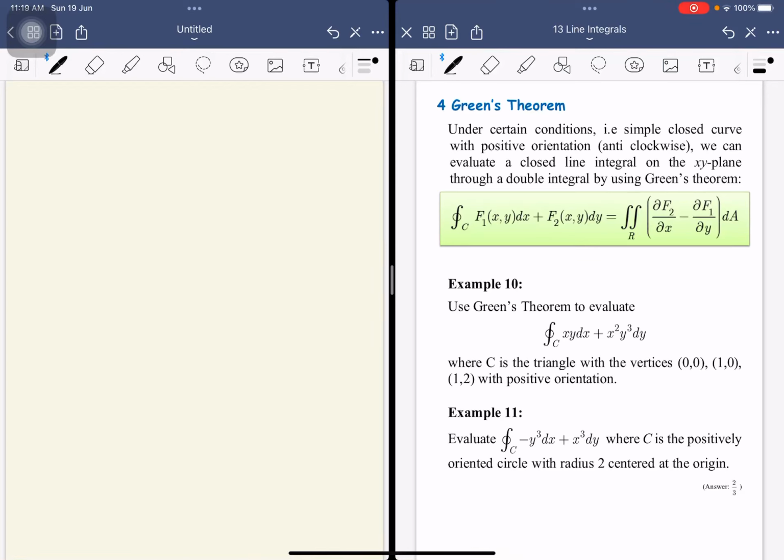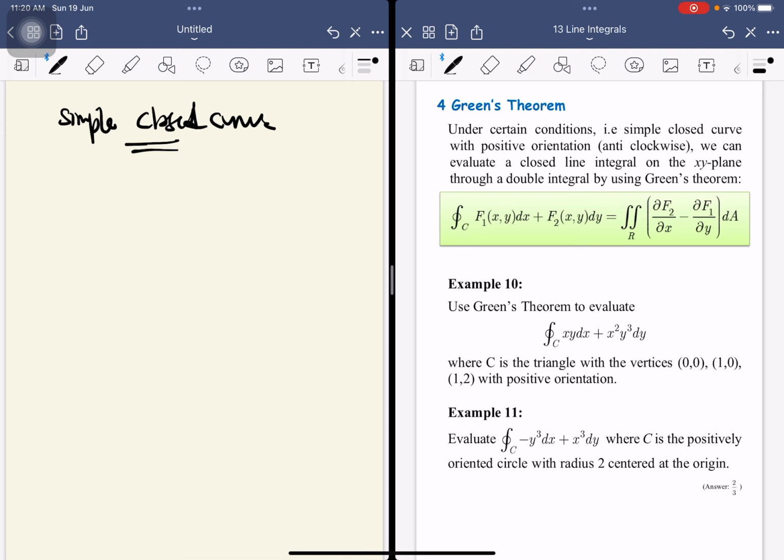Okay, so the next part is on Green's theorem. When we talk about Green's theorem, it's really a line integral over a simple closed curve in the plane. The keyword here is a simple closed curve. This is the keyword related to Green's theorem. And also a double integral over the region bounded by the curve. It's similar to what we learned in multiple integrals, specifically double integration.